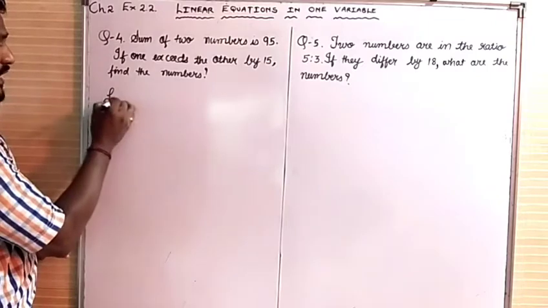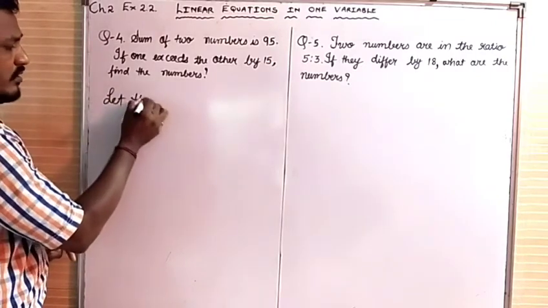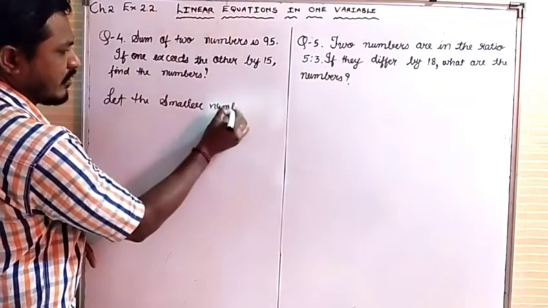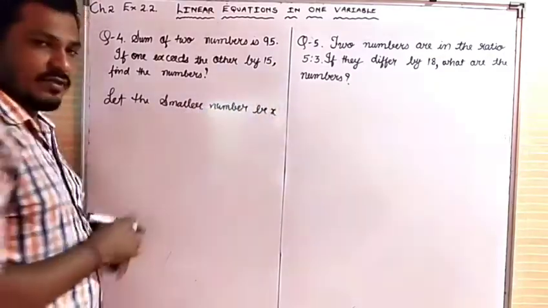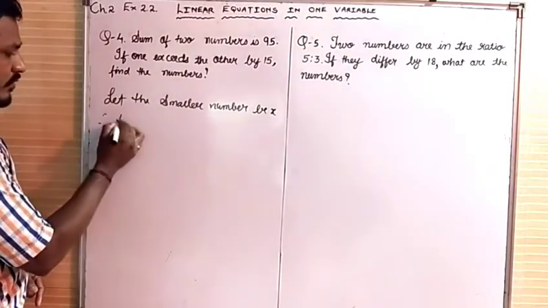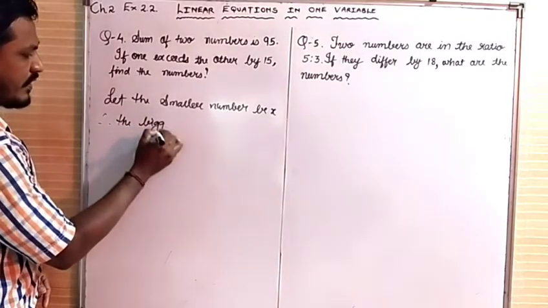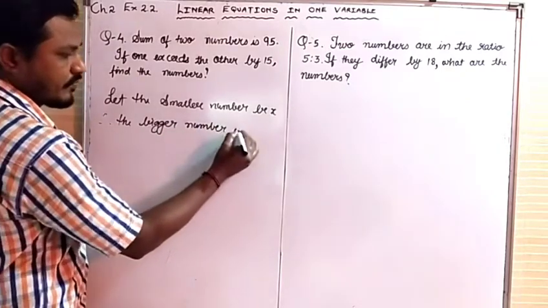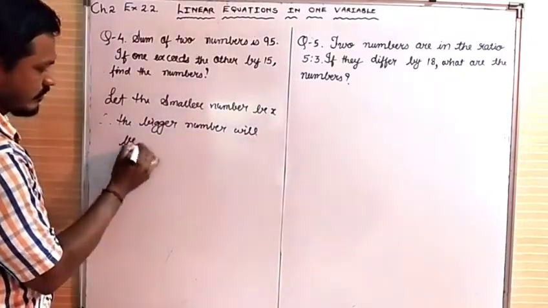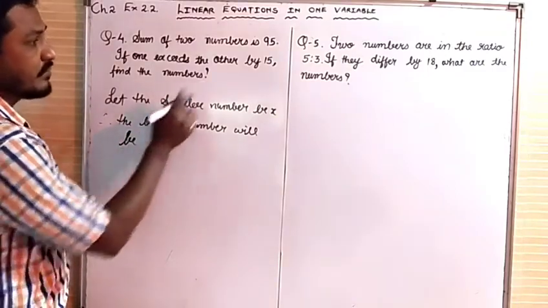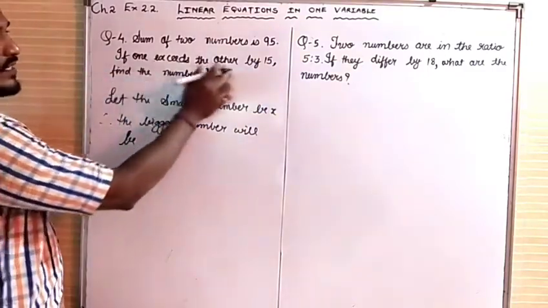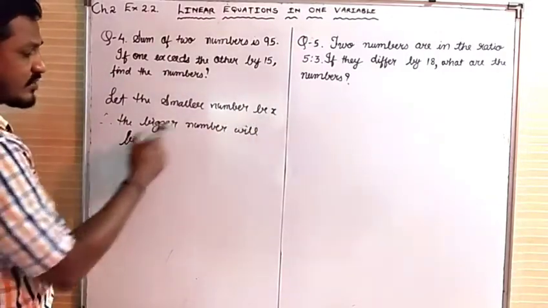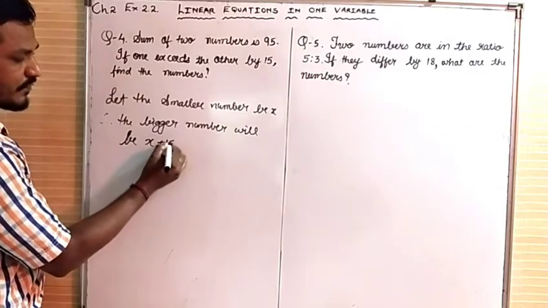So we have to suppose, let the smaller number be x. Therefore, the bigger number will be, which is given 15, one exceeds the other by 15. So therefore, if the smaller number is x, the bigger number will be x plus 15.